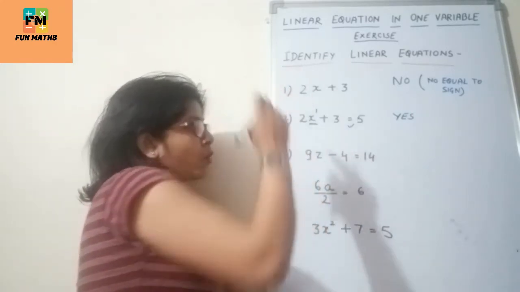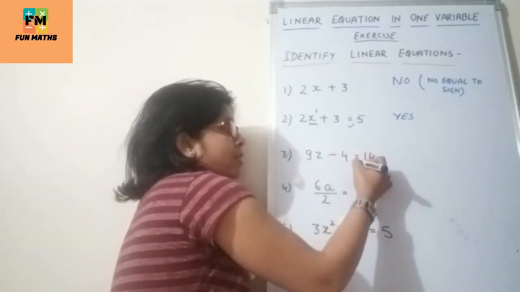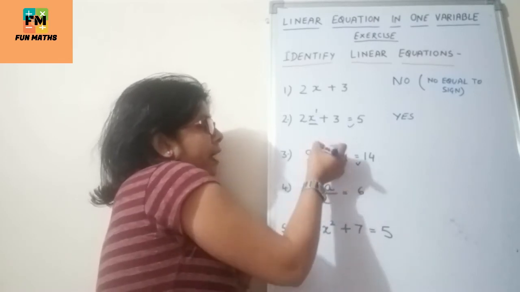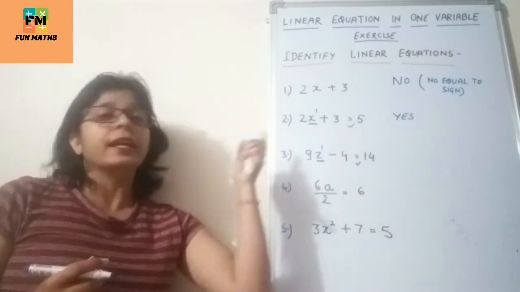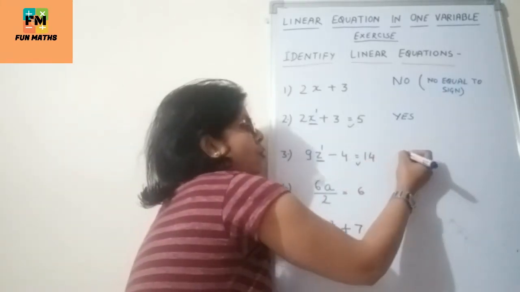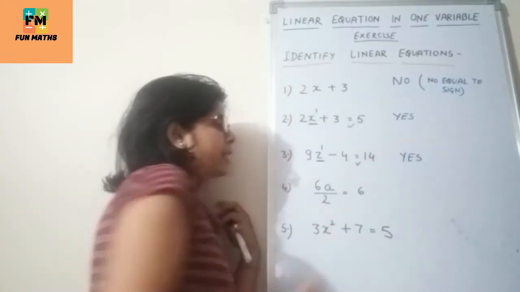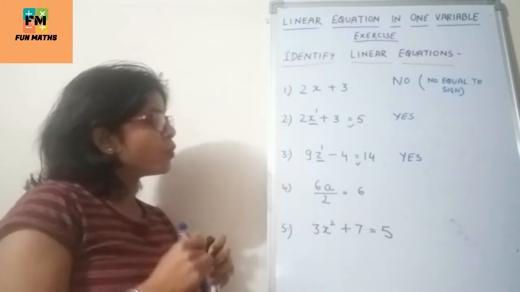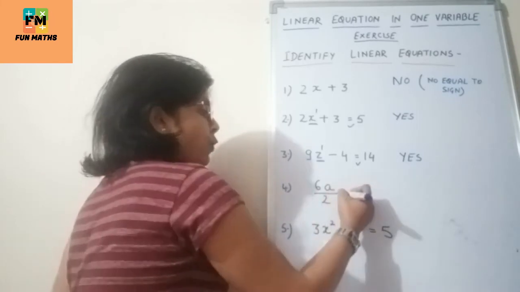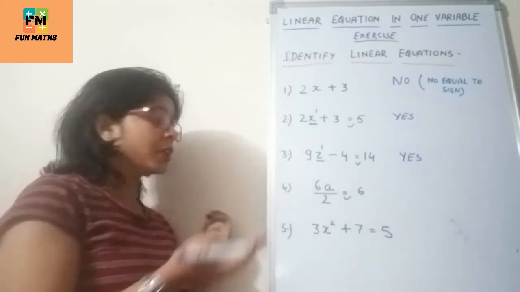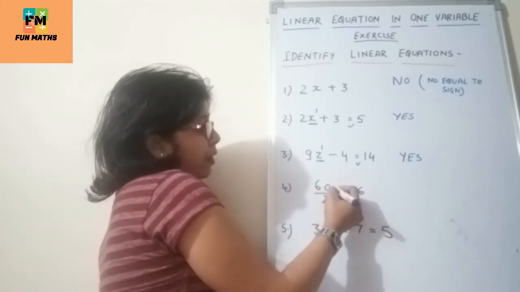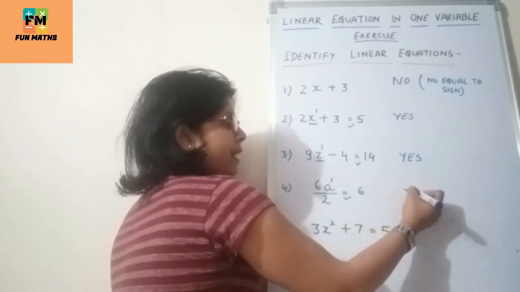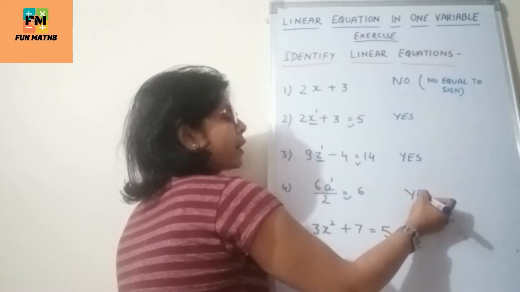9z minus 4 is equal to 14. Yes, as we can see, the equal to sign is present. Now the variable over here is z. If we see the power, there is no power, which means the hidden power is 1. So it is also a linear equation. Now, let's move to the next question. 6a upon 2 is equal to 6. The equal to sign is present, it means it is an equation. Now let's see the variable. The variable over here is a. Again, the hidden power is 1. So yes, it is again a linear equation.